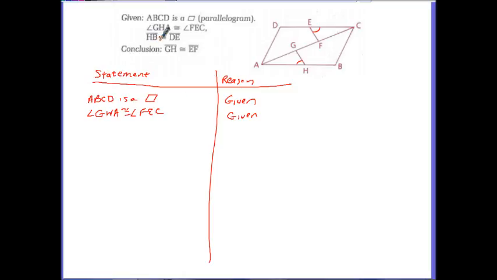Last but not least, HB is congruent to DE. That's also given. HB is going to be congruent to DE. Now, we're trying to prove that GH is congruent to EF.